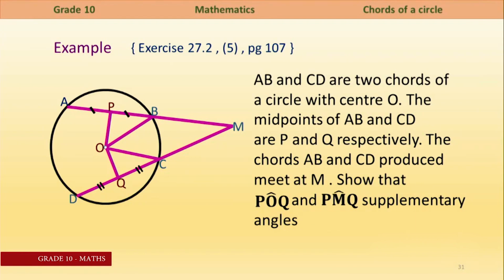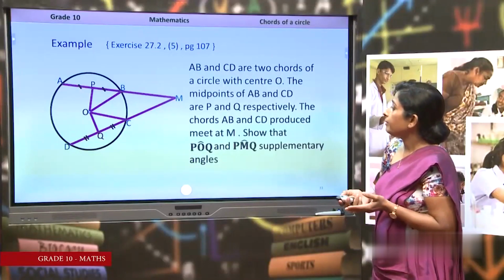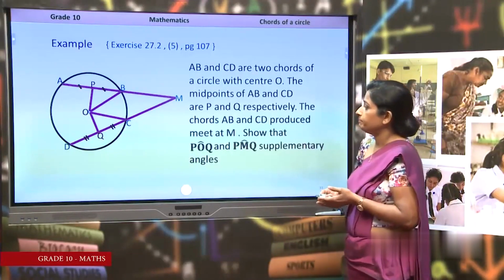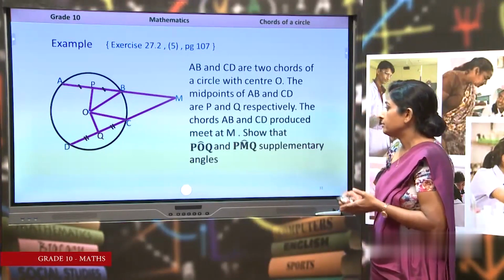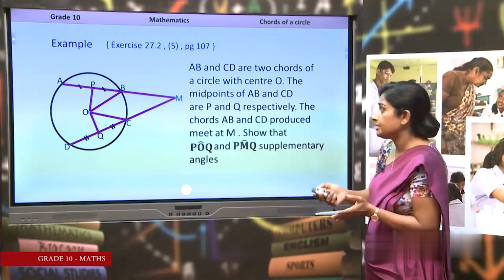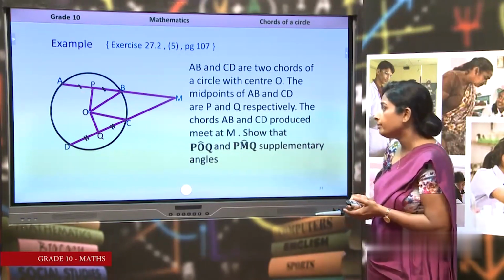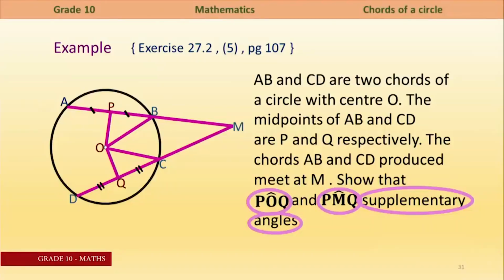Let's see, while we are reading, look at the diagram. AB and CD are two chords of a circle with the center O. The midpoints of AB and CD are P and Q. Midpoints of AB and CD are P and Q. The chords AB and CD produced meet at M. They are produced until meeting at the point M. Show that the angles POQ and PMQ are supplementary angles.